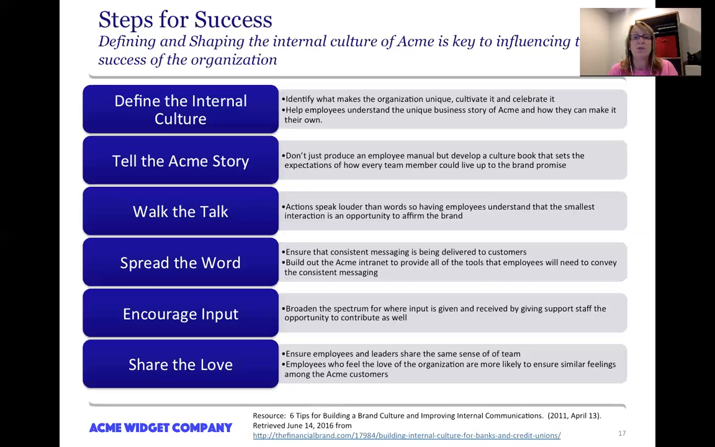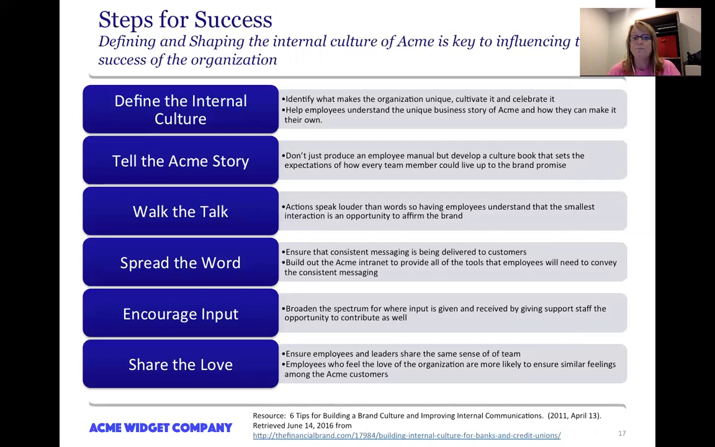So don't just produce an employee manual that has policies and procedures, but develop a culture book that really sets the expectations of how every team member can live up to the brand promise. Walk the talk. Actions always speak louder than words, so have employees understand that the smallest interaction they make with every customer is an opportunity for us to affirm the brand.